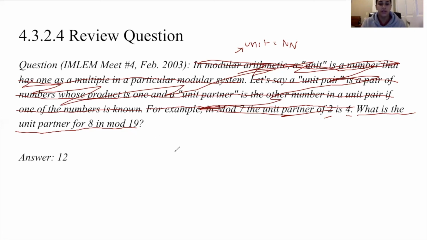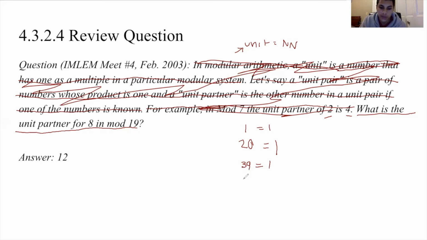We know how to go about finding the answer to these questions. We know that 8 times some number is going to equal a number that simplifies to 1 in mod 19. So let's think about what numbers simplify to 1 in mod 19. Obviously there's the number 1. Then we have the number 20, because when you divide 20 by 19, you get a remainder of 1. You can just assume that when I say equals 1, I mean in mod 19. Another number is 39, because 19 times 2 is 38, so the remainder would be 1.